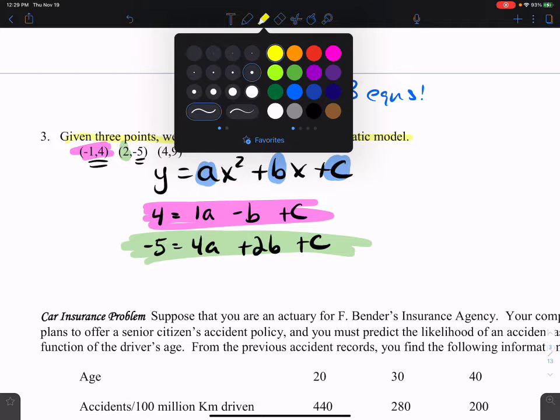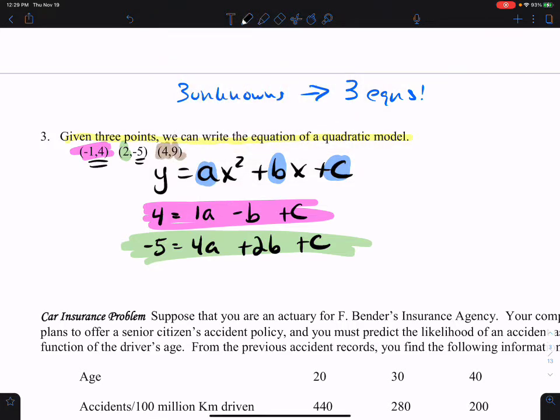I just want to use a different color. So 4, 9 has an x and a y pair. So I will get the output of 9 if you substituted x as 4. So a times 16 would have been 16a. B times 4 is 4b. And again, that value of c doesn't have an x term in it.